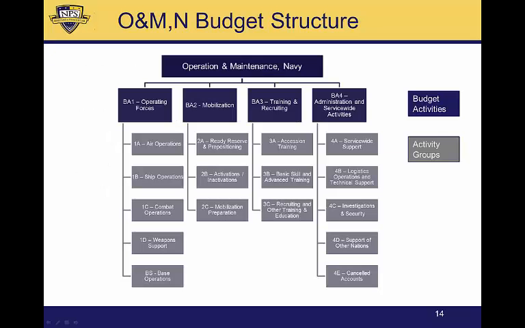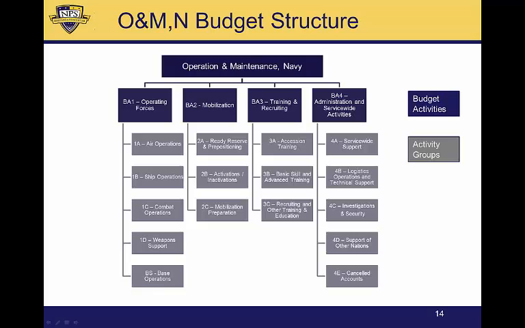But first, it's helpful to think about O&M funding as it falls into a hierarchy. And the first subdivision of an O&M appropriation are called budget activities. And in the Navy, there are 4 of those. And beneath those are what are called activity groups. And there's another layer even below that.